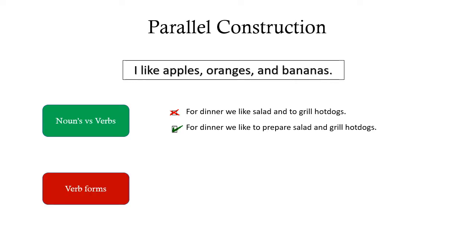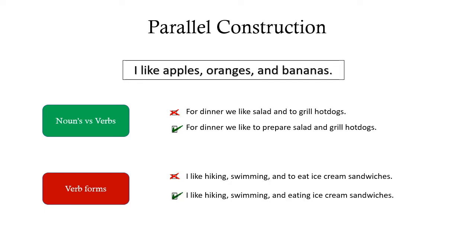Another common error is to mix up the verb forms. Check out this example. I like hiking, swimming, and to eat ice cream sandwiches. Here we've got ing, and a to. We can rewrite this sentence to be more consistent. I like hiking, swimming, eating ice cream sandwiches.